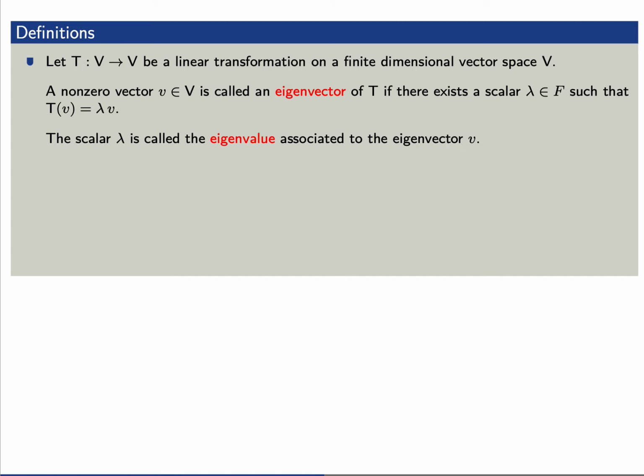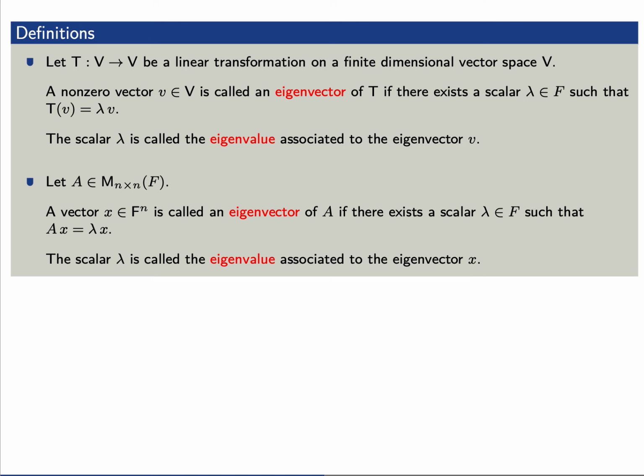Again, say that T is a linear transformation from a vector space V to itself. A non-zero vector lowercase v is said to be an eigenvector for the linear transformation T if there exists a scalar lambda such that T of lowercase v is lambda times lowercase v. Please recall here that we want our vector lowercase v to be a non-zero vector. The scalar lambda is called the eigenvalue associated to the eigenvector lowercase v.